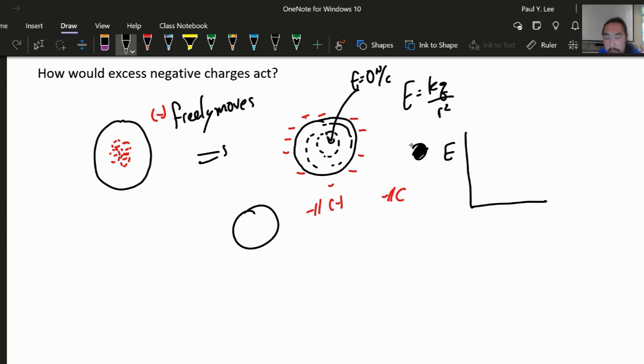All right. If we take a look at the E field versus the radius, let's say the radius of the actual sphere, from here to here, is a capital R, and anything up until that capital R, we can say is a lowercase r.